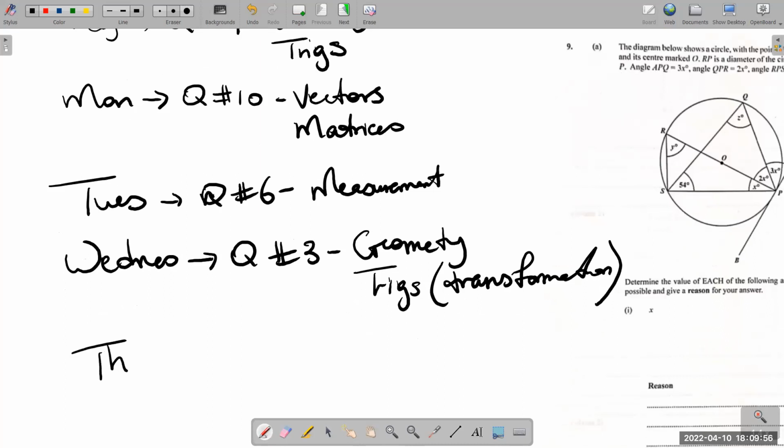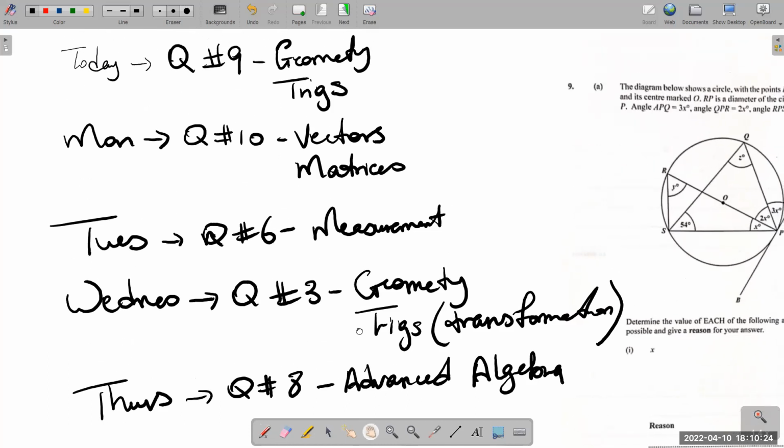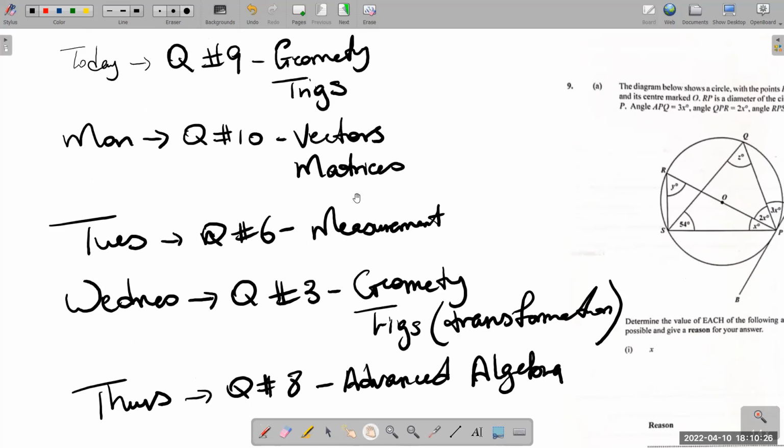And then Thursday will be question number 8. Again, this is advanced algebra. We have not touched this one yet, but we've covered everything we need to know for this question. All right, so let me know when you guys finish copying by saying done. For those who joined, this is our schedule for this upcoming week.